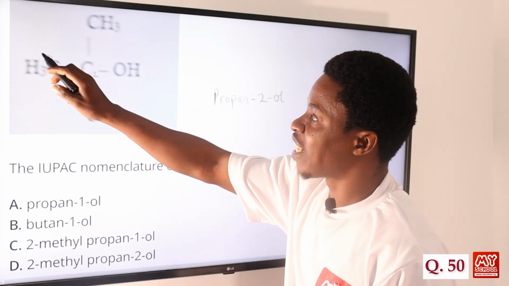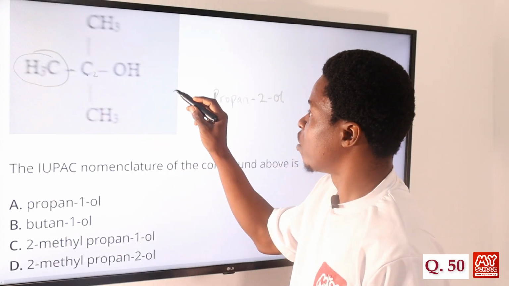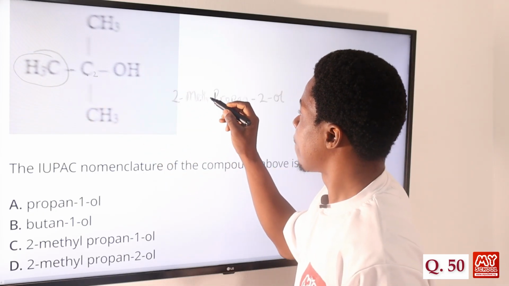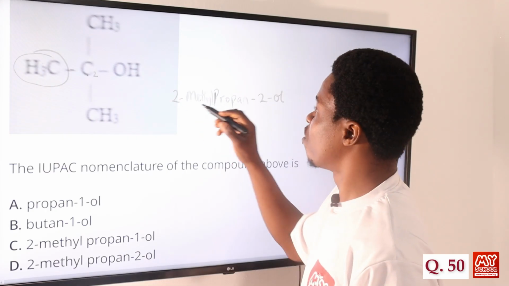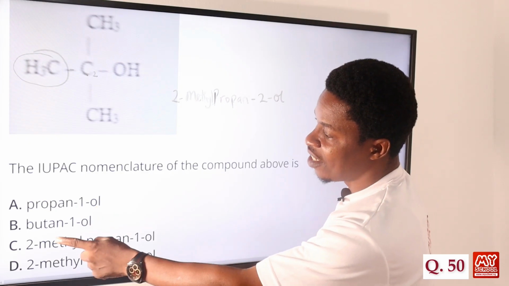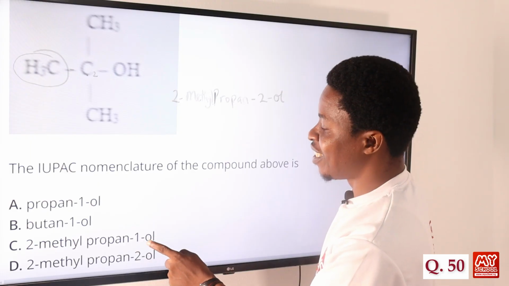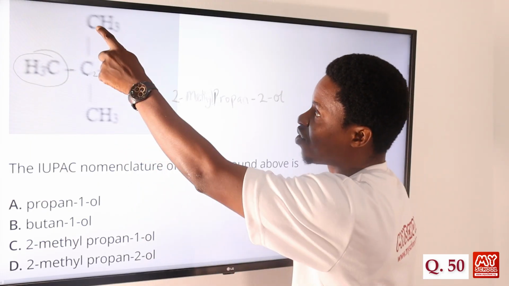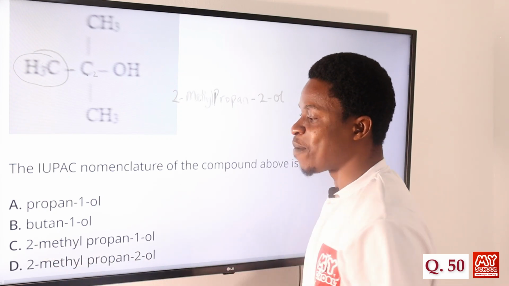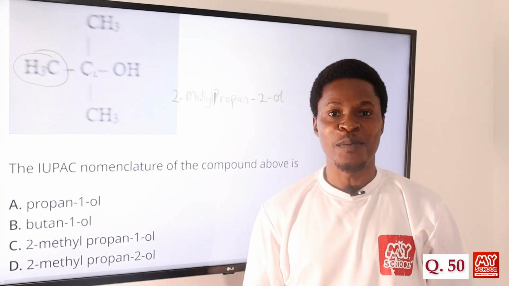And then this one is acting now as the substituent, still on carbon 2. So we'll say that will be 2, this is the methyl group, methyl propan-2-ol, 2-methylpropan-2-ol. So that is the IUPAC name. Option A says butan-1-ol, 2-methylpropan-1-ol. The OH is not on carbon 1, so it cannot be 1-ol. So it is 2-methylpropan-2-ol. So the correct answer is option D, 2-methylpropan-2-ol.